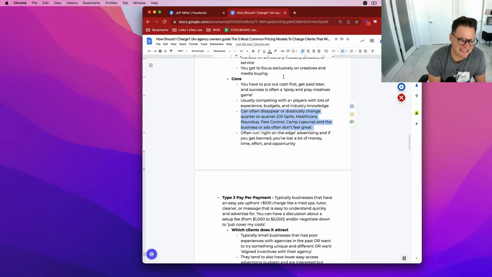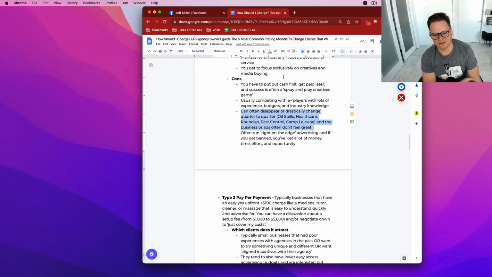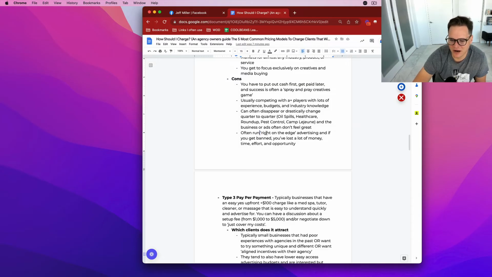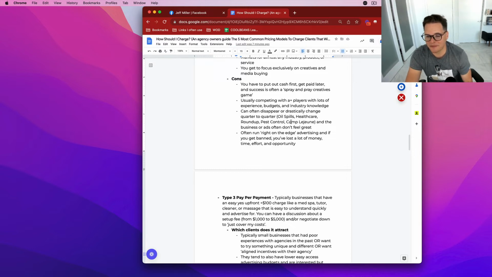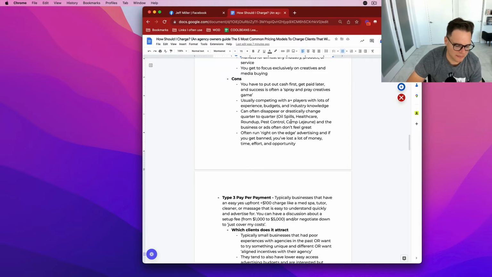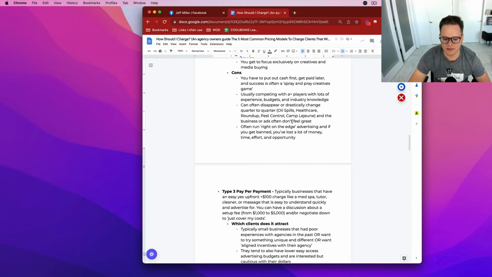And the businesses and the ads that run often don't feel great. You're not particularly proud of the fact that you're advertising kind of scammy and sleazy ads for old people Medicare, right? On that note, you'll often run right on the edge advertising to be successful. So you may get banned. And if you do, you've lost a lot of money, time, effort, opportunity, and you have to employ some very black hat processes on getting these things up and running. And it's very much a cat and mouse, cops and robbers type relationship with these traffic companies.